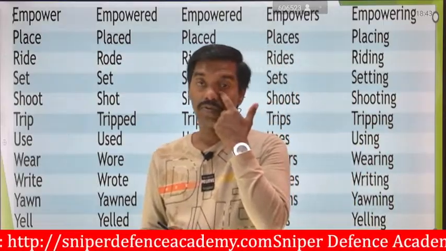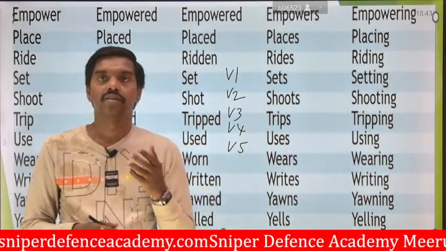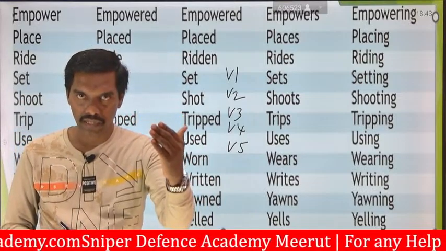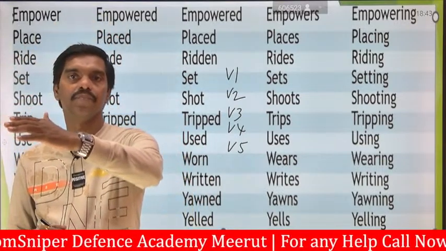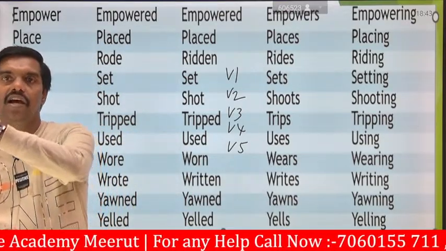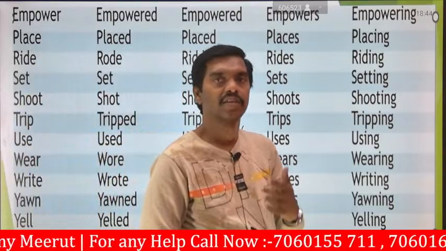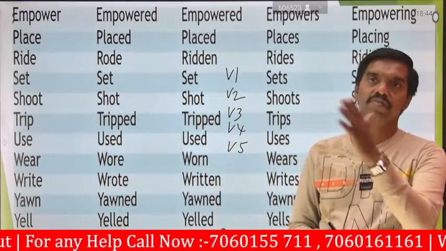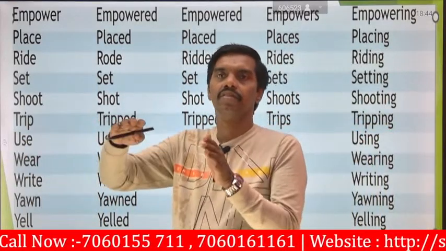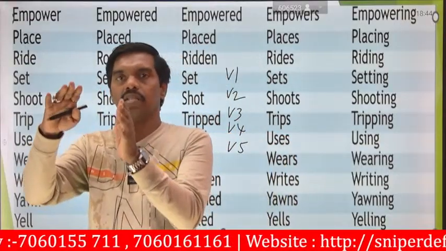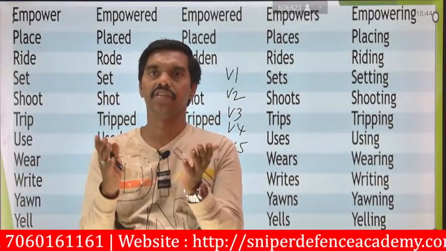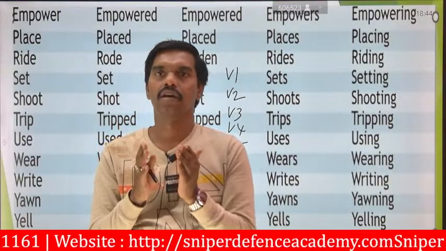For example, in one form it will give one meaning. V1 gives one meaning, V2 will give another meaning, V3 will give another meaning, V4 will represent another meaning, and V5 will also represent a different one. The action varies from one to another. So how is this action varied? That is what we are learning here.